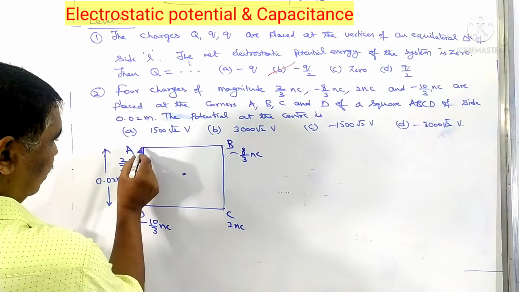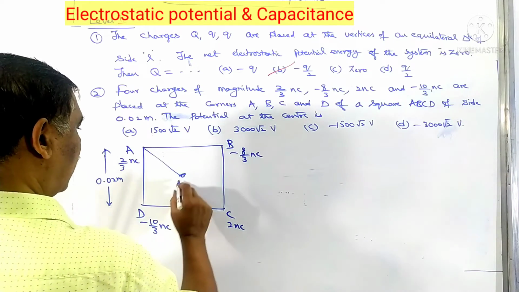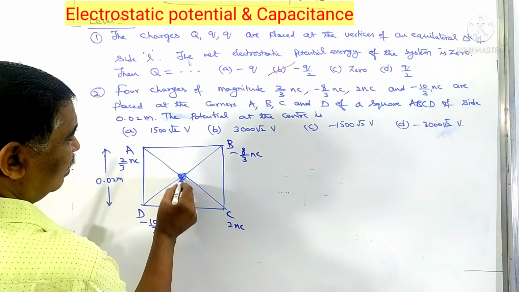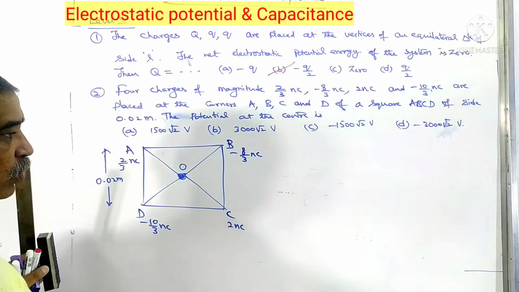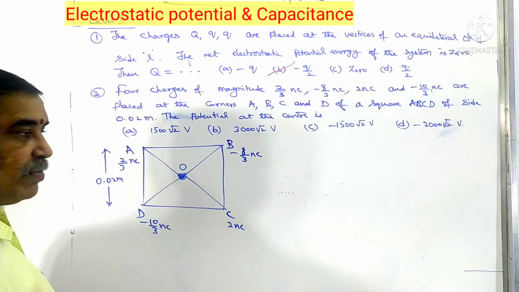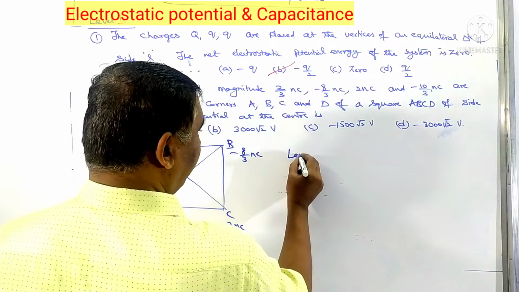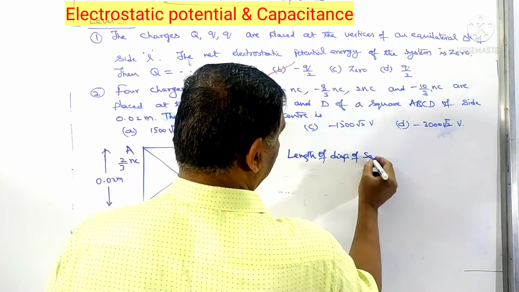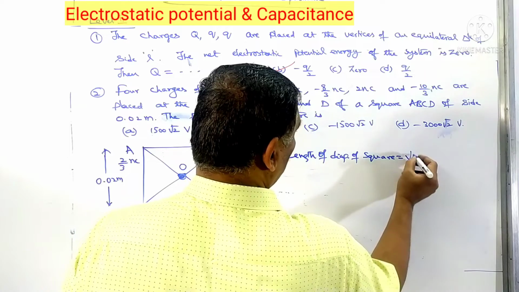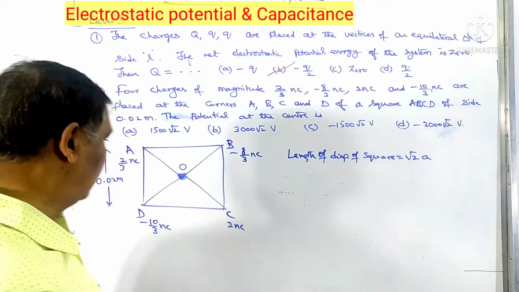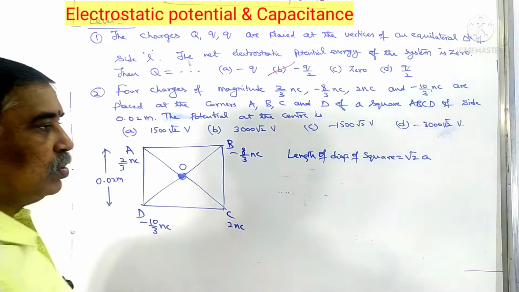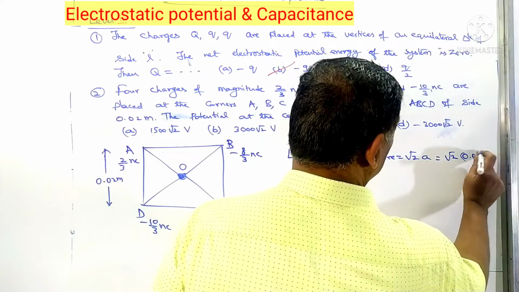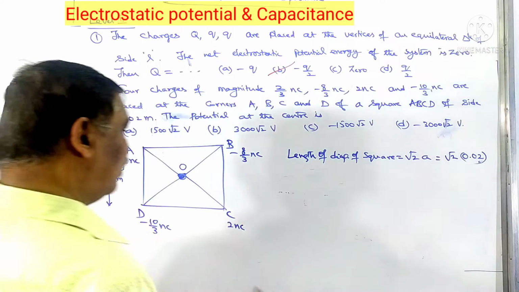Now center, from any vertex to center, you find out what is the distance. This distance you have to find. So center is equidistant from all vertices. So center I will make it as O. So in mathematics we learned the length of the diagonal of a square is equal to root 2 a. A is nothing but side. Here side is given as 0.02. So this is equal to root 2 times 0.02. This is the length of diagonal of the square.